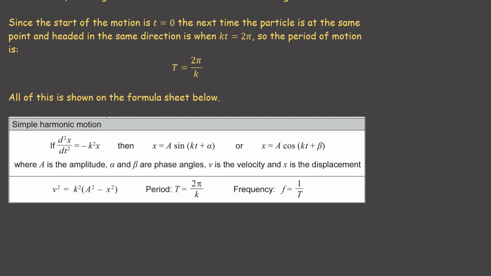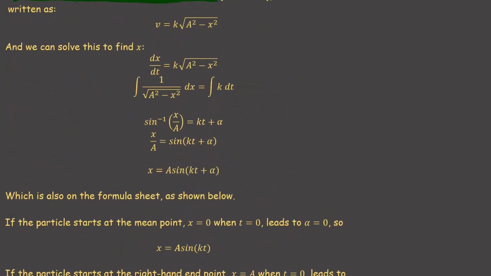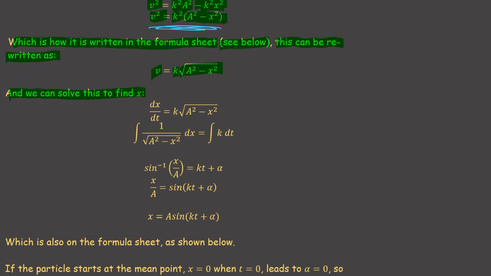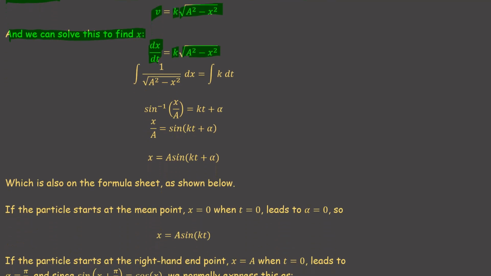Okay, and there it is, just there. It's handy to have that on the formula sheet because you don't need to remember all of these. See below, this can be rewritten as v is equal to k root a squared minus x squared. And we can solve this to find x because we know that v is dx/dt. So that is equal to k root a squared minus x squared.